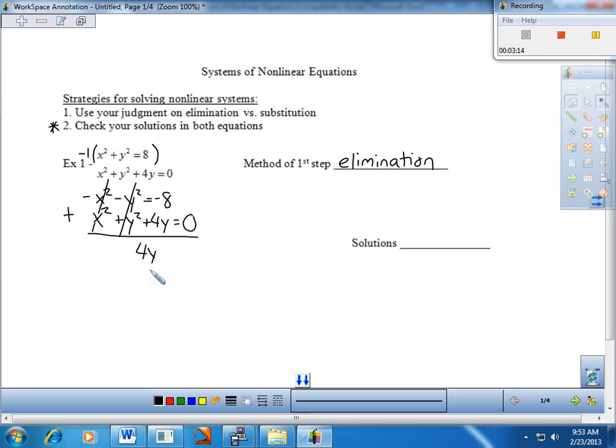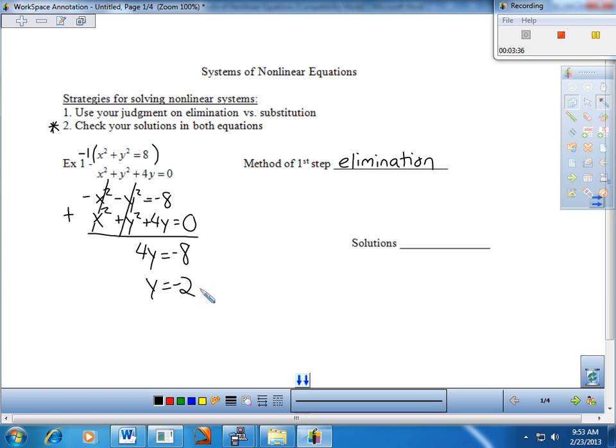I got 0y plus 4y, which would be equal to that. -8 plus 0 is equal to that. Notice a nice goal right there. What we wanted to do is reduce this system from 2 equations and 2 variables to 1 equation and 1 variable. I've done that very nicely and efficiently right here by elimination. So I solve for y, and of course, y is equal to -2. That shouldn't be a big deal.